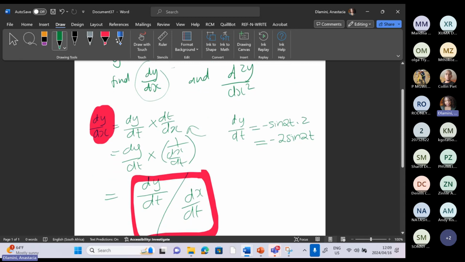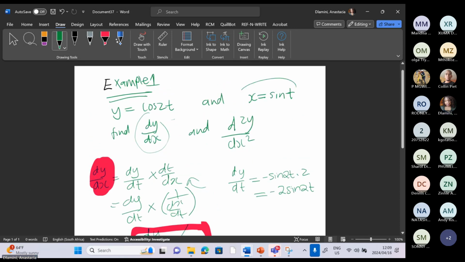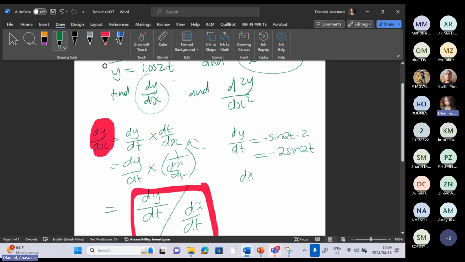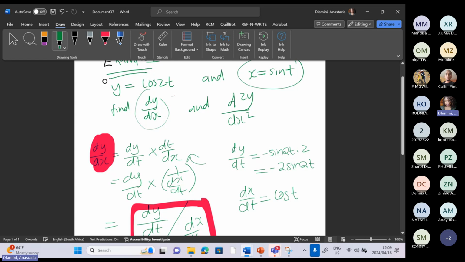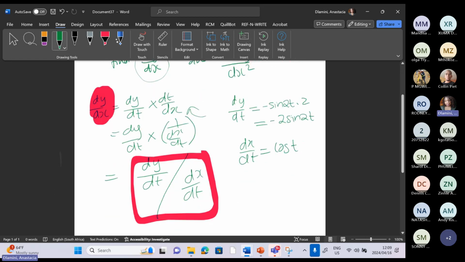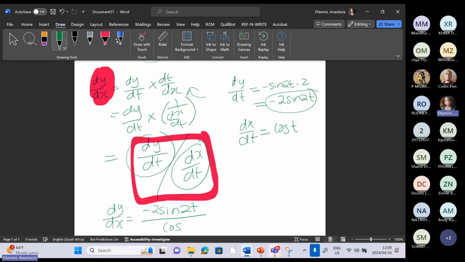Now divided by dx over dt. So let's go and find x. X is this one, isn't it? So we want to differentiate dx over dt. This is equal to cos of t. Are we all together then? Thank you. Yes. So now our formula says dy over dx is equal to, where is it? This one over here, dy over dx, so that is minus 2 sine of 2t divided by dx over dt, that is cos of t.